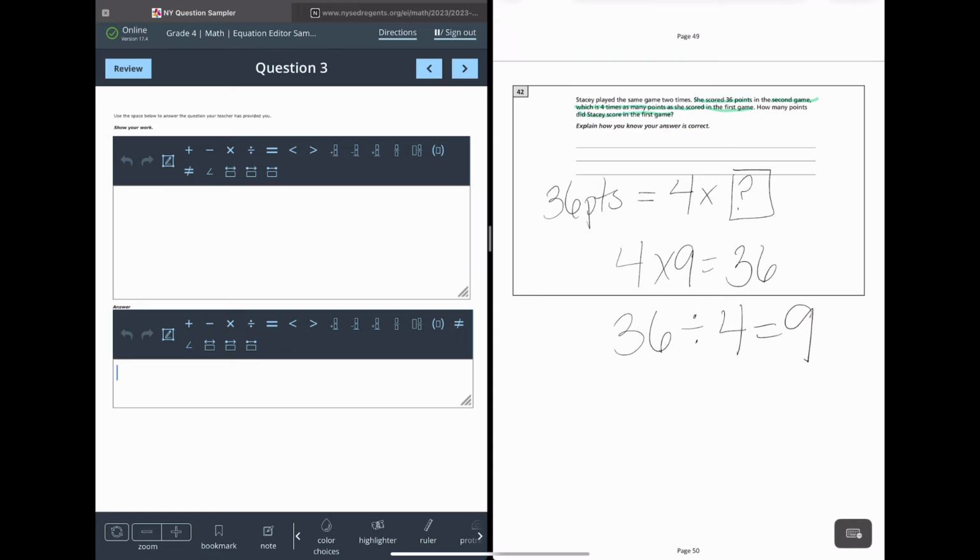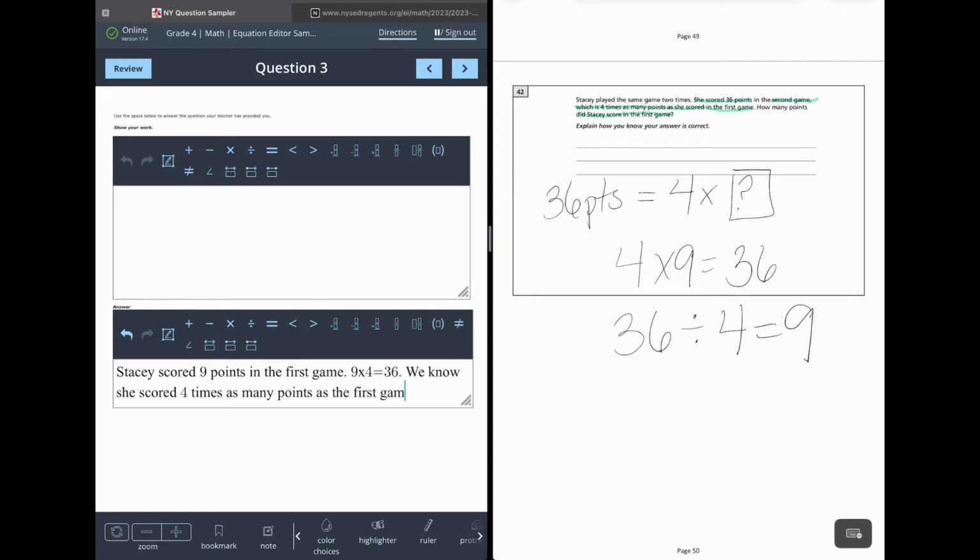So explain how you know the answer. How many points did Stacy score in the first game? Let's restate that. Stacy scored 9 points in the first game. 9 times 4 is equal to 36. We know she scored 4 times as many points as the first game.